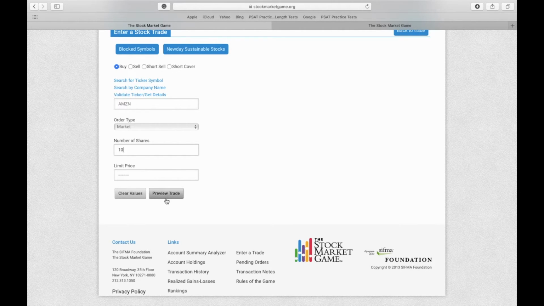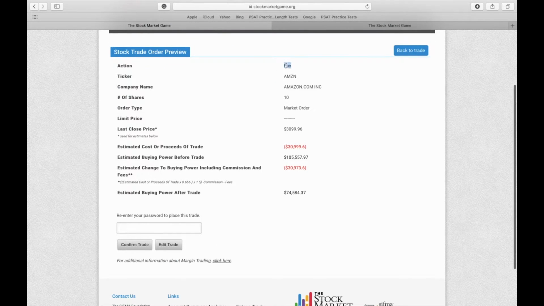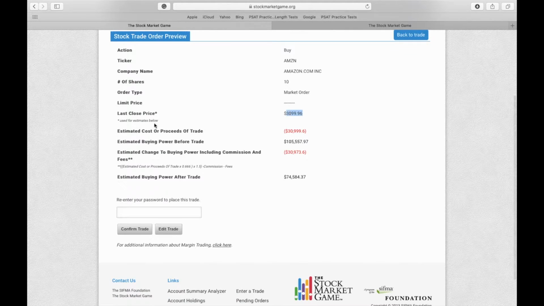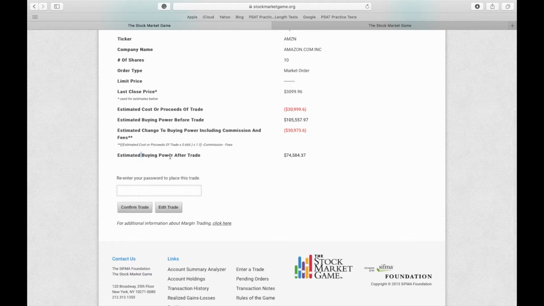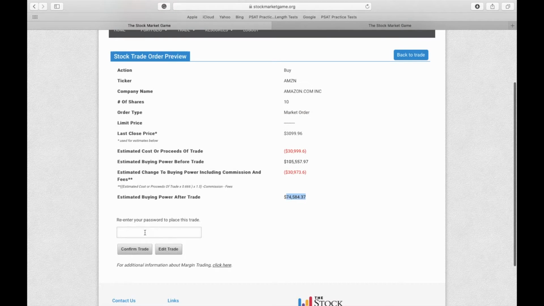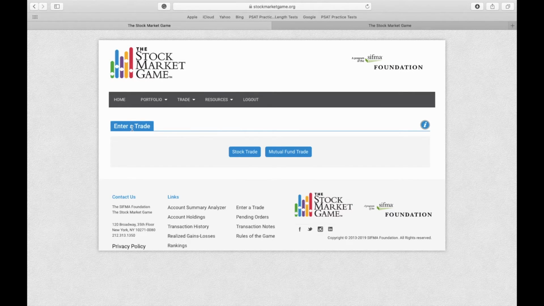And then you can click on preview trade. And then it will list the action, which is buying. It will list the last close price here, and it will give you a lot of cool information like the estimated cost of the trade. So that would be $30,999, which is slightly less than the $32,000 I predicted, and the estimated buying power before trade, and then estimated buying power after trade. This is including commissions and fees, of course. The commissions and fees are around $5. And then it'll give you the estimated buying power after the trade. Then all you have to do is put in your password here and then click on confirm trade. You can click on back to trade and then it puts you back to the enter a trade page.